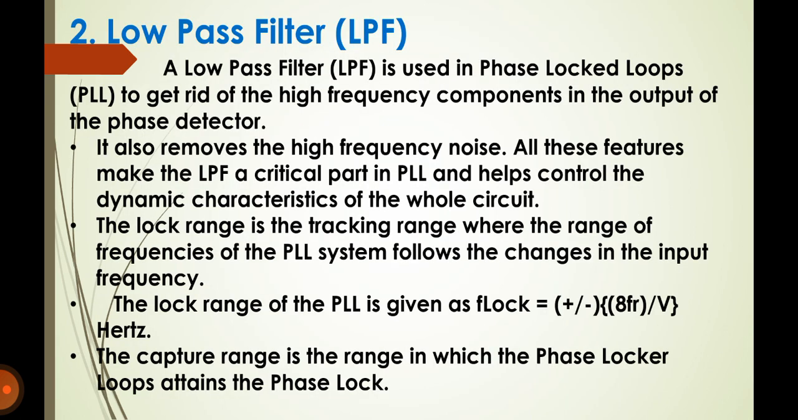Next we will see the low pass filter. A low pass filter is used in phase locked loops to get rid of the high frequency components in the output of the phase detector. It also removes high frequency noise.